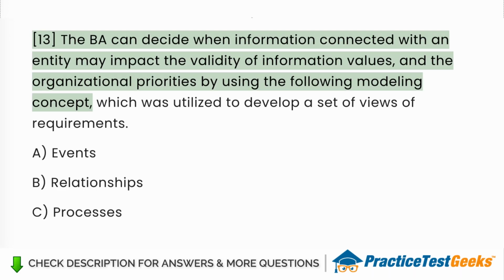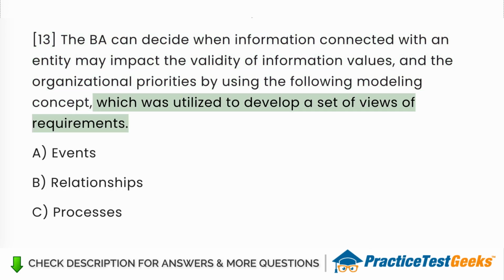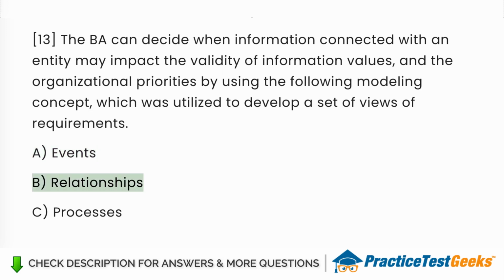The BA can decide when information connected with an entity may impact the validity of information values and the organizational priorities by using the following modeling concept, which was utilized to develop a set of views of requirements. A. Events. B. Relationships. C. Processes.